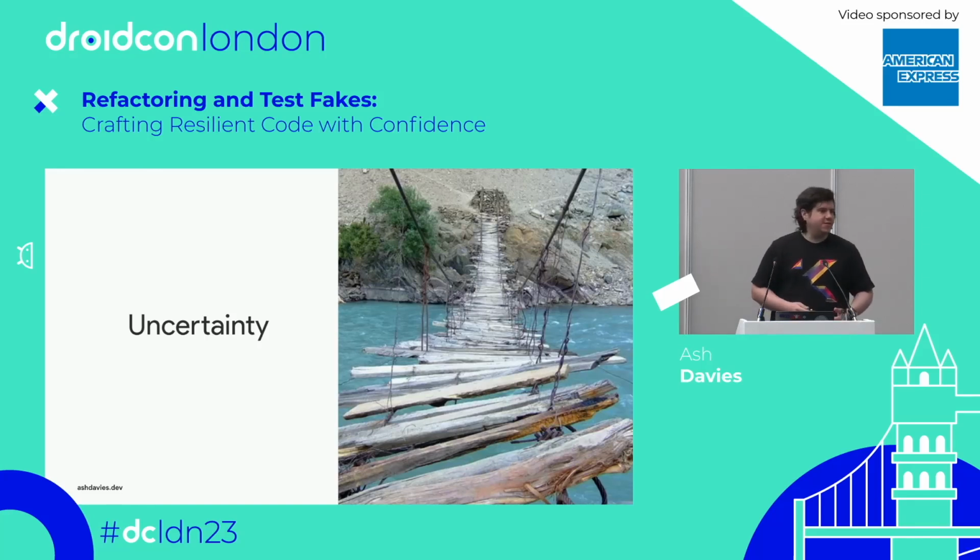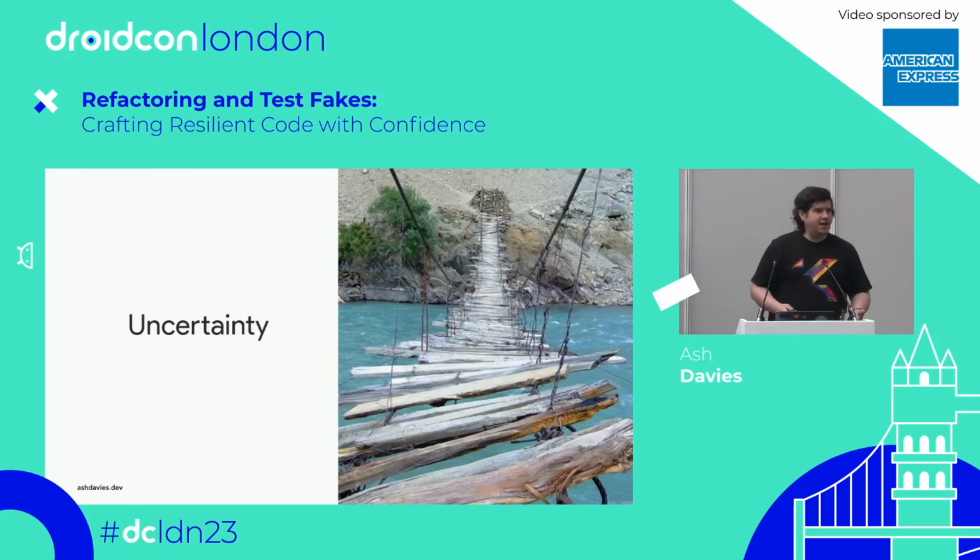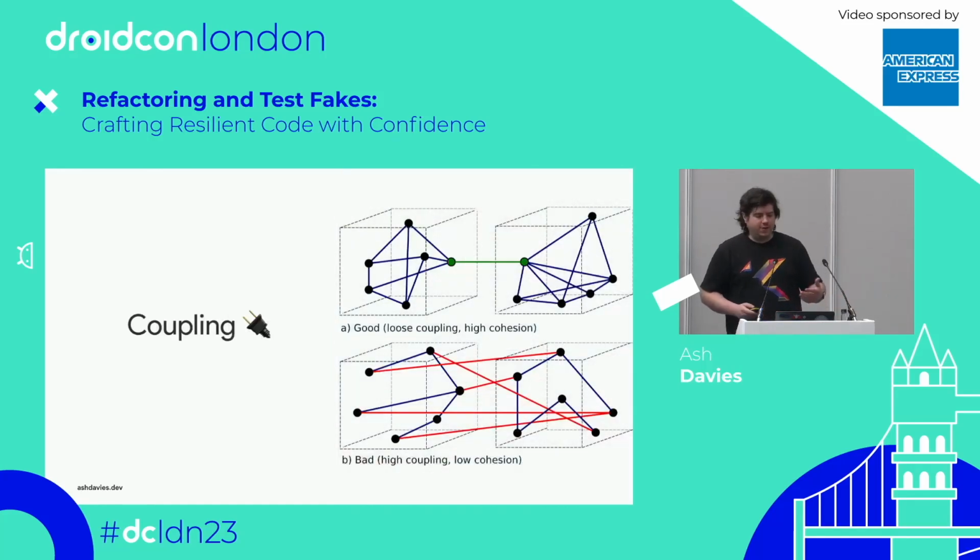The uncertainty leads to non-deterministic, unpredictable behavior, and it's difficult to predict and difficult to test. And it's easy to judge and say that this code sucks because it's unpredictable. But what are the causes of these things? What does unpredictable code actually look like? Well, a lot of this comes from a level of coupling.